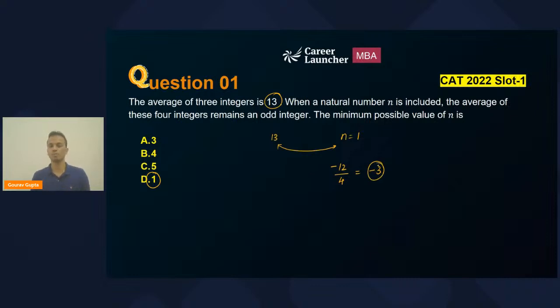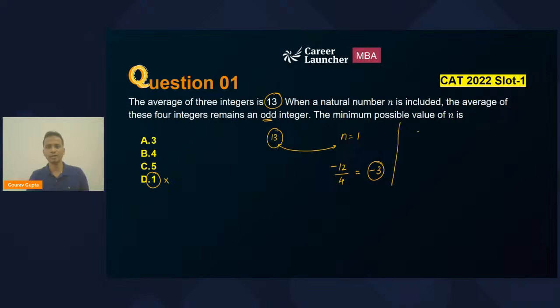Right? The average will drop by 3. Now, originally the average was 13. If the average drops by 3, the new average will be 10. But according to the question, when a natural number n is included, the average of these four integers remains an odd integer, right? So 13 minus 3, that is 10, is not an odd integer. So I can say that the value cannot be equal to 1.